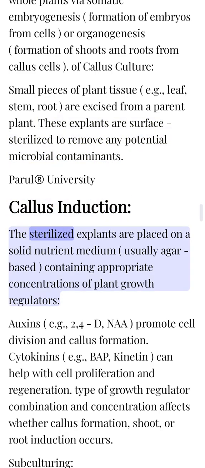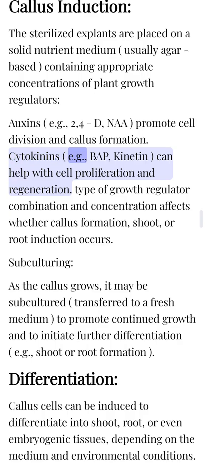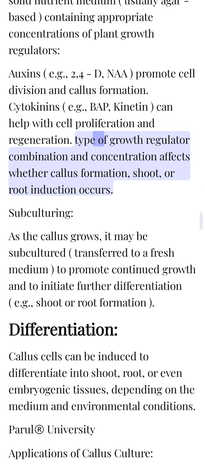Callus induction. The sterilized explants are placed on a solid nutrient medium, usually agar-based, containing appropriate concentrations of plant growth regulators. Auxins, for example, 2,4-D, NAA, promote cell division and callus formation. Cytokinins, for example, BAP, kinetin, can help with cell proliferation and regeneration. The type of growth regulator combination and concentration affects whether callus formation, shoot, or root induction occurs.